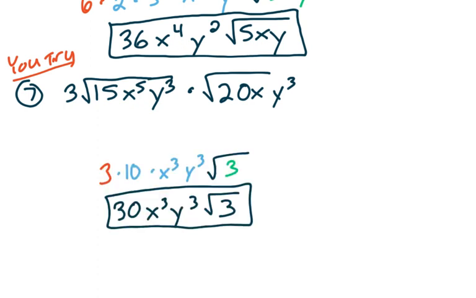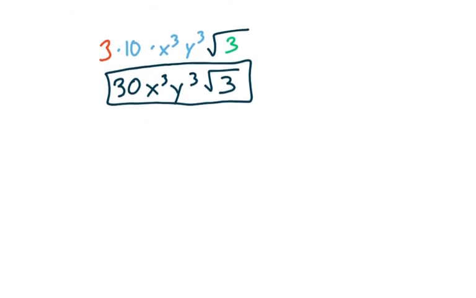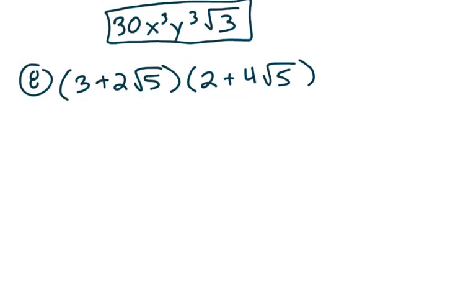All right, go ahead and check your answer. So you should end up with 30x cubed y cubed, square root of 3. So the 3 from the outside, 10 from your inside. 3 x's, 3 y's, and a 3 left over. So another type of multiplying that we could see. 3 plus 2 square roots of 5 times 2 plus 5 square roots of 5.